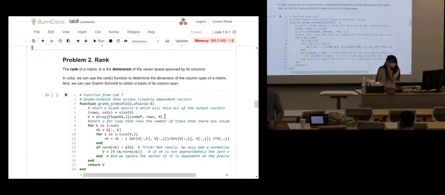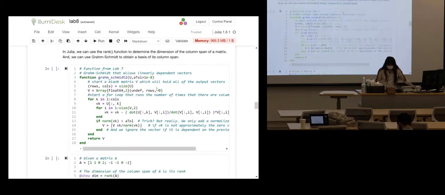Okay, problem 2 is about rank. The rank of a matrix A is the dimension of the vector space spanned by its columns. So you can see it has the column vectors, and those vectors can span a space. The dimension of this space is the rank of the matrix. In Julia, we can use the rank function to calculate the rank of a matrix A.